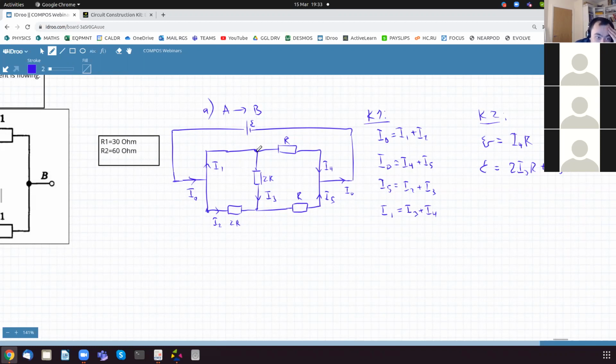If you take these two, you can see that the potential difference between these 2 points must be 0. So basically, these two resistors, this one and this one, they are in parallel. So I2 times 2R has to equal I3 times 2R. In other words, I2 is equal to I3. Oh, and that's a lot of help. I2 is equal to I3.